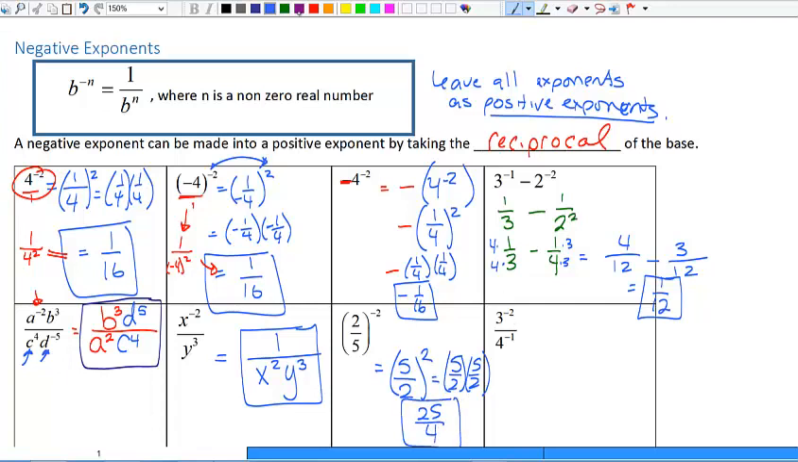Alright, now on this problem, because we have two different bases here, and each of them has a negative exponent, I think the easiest way to think about this problem is like they're not happy. So 3 to the -2 is living upstairs. He's not happy about it, so you're going to move him downstairs. 4 to the -1, he's downstairs. He's not happy about it, so you're going to move him upstairs. So that leaves me with 4/9.